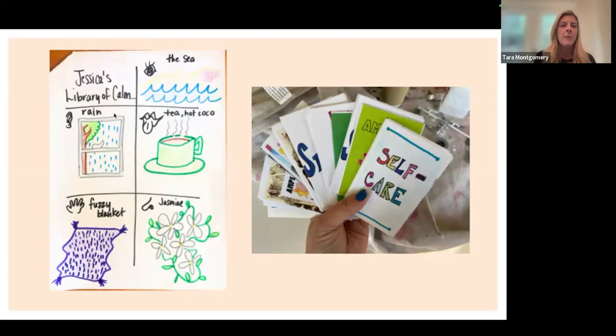So here's an example. For hearing, the rain calms me down. For touch is a fuzzy blanket. To see would be the beach. To taste would be tea or hot cocoa, and then to smell would be jasmine. And again, if you did make this book with maybe some of your older students, you could have them keep that in their desk or their backpack, and then let's get out our little book of calm.